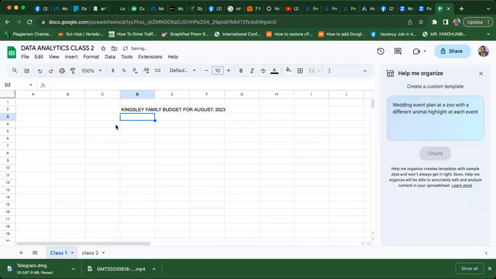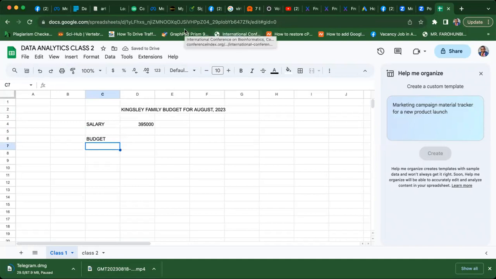And then Mr. Kingsley earns a salary of, let's say, 395,000. That is the value of the salary. And then we want to have the budget of what Mr. Kingsley is supposed to have.